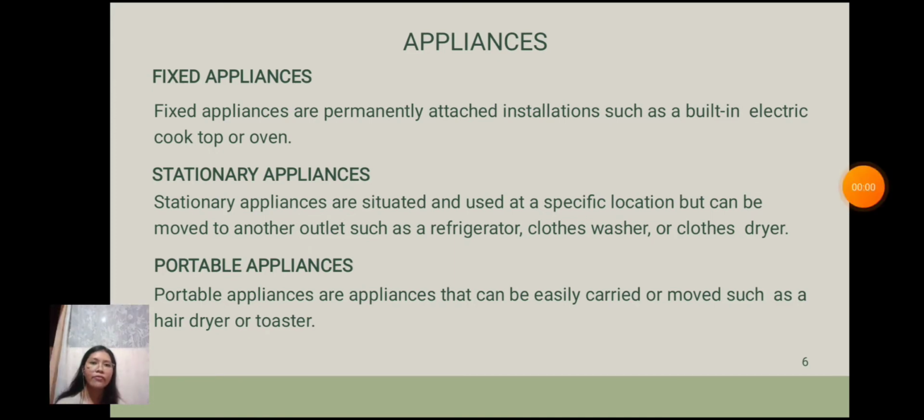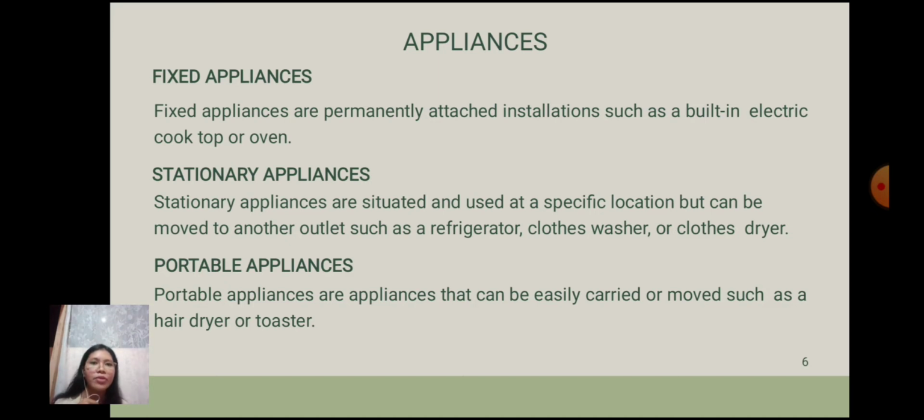And then we have the stationary appliances, which are situated and used at a specific location but can be moved to another outlet, such as refrigerator, clothes washer, or clothes dryer. So these are the appliances that you can transfer from this outlet to another outlet, but usually makikita mo siya sa isang location ng house. For example, the refrigerator, makikita mo siya usually sa kitchen area. So ito yung mga appliances na per station.